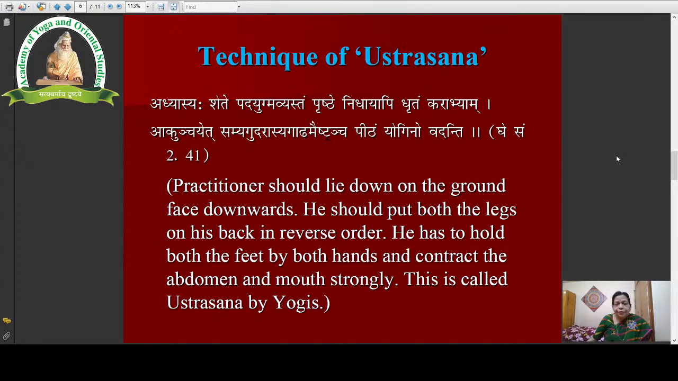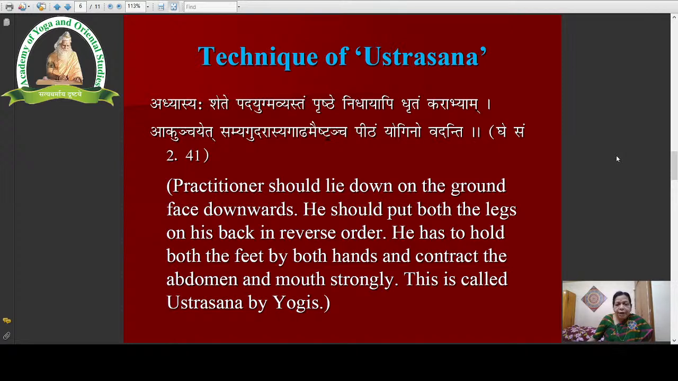Ostrang cha pithang yogino vadanti. This is ostra pitha. Ostra means that which is related to ustra. There is a spelling mistake here. It is written ostrang here, but it should be ostrang. Ostrang cha pithang yogino vadanti. Ostra means related to ustra. Pitha means asana. Yogino means yogis, not one yogi, but many yogis, all the yogis. Vadanti means say.